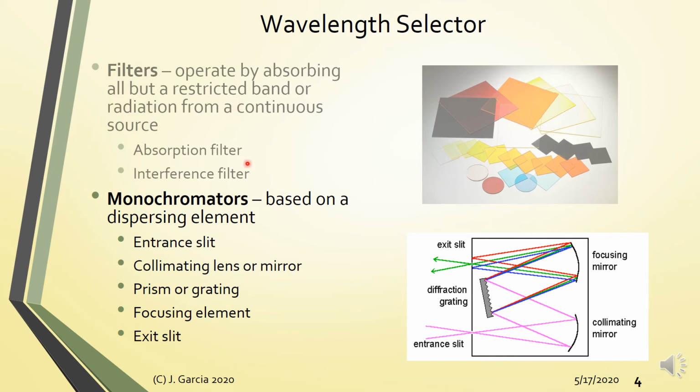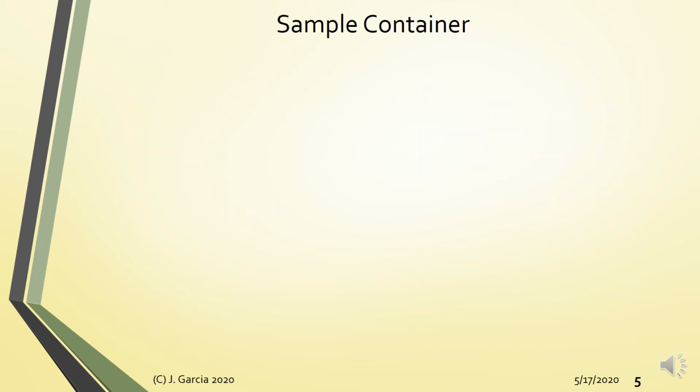But if you refer to an instrument as a spectrophotometer, or spectrometer, you have there a dispersive type of wavelength selector. Next, you have your sample container. Okay, this is what will hold our sample.